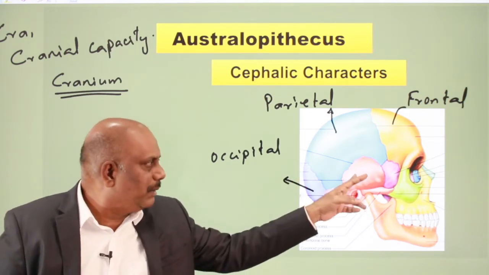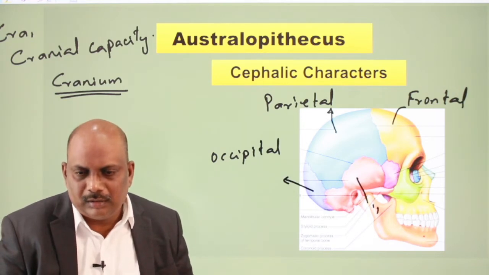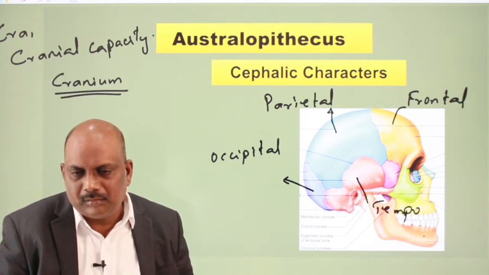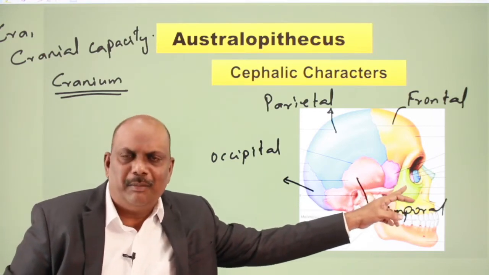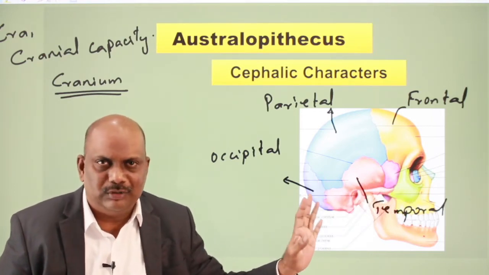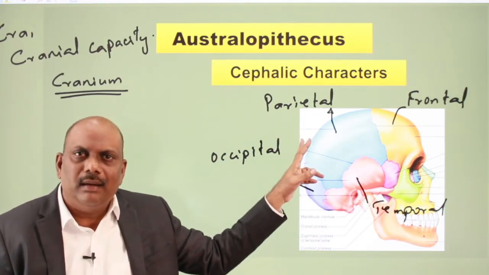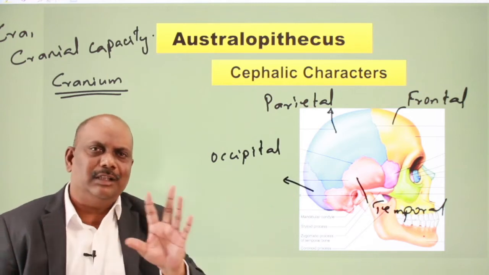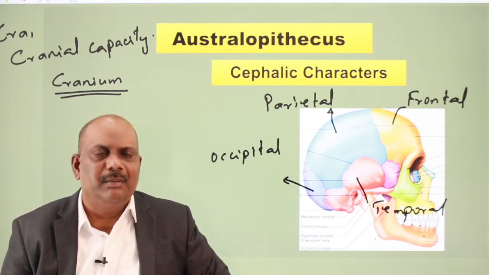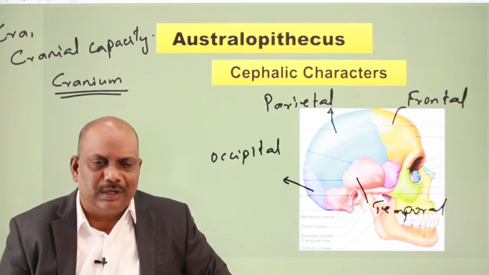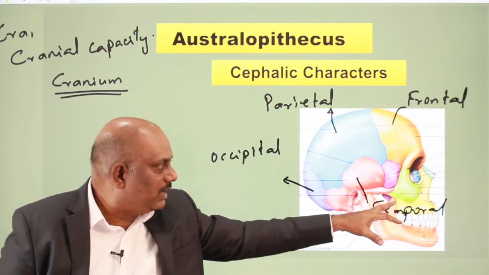We also have the temporal region. This is temporal. And we also have the sphenoid bone and the ethmoid bone. There is no need to bother about those two. If you are okay with frontal, parietal, and occipital, that is much more than sufficient. So that is what the cranium is. And the other bones are facial bones.